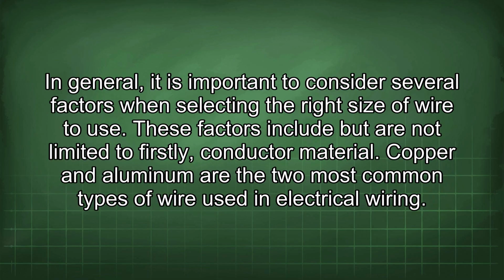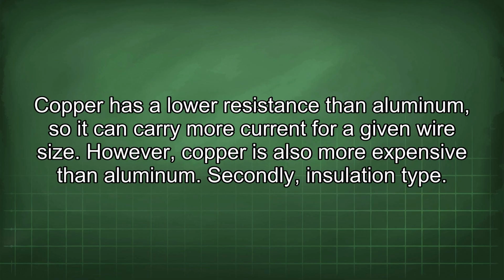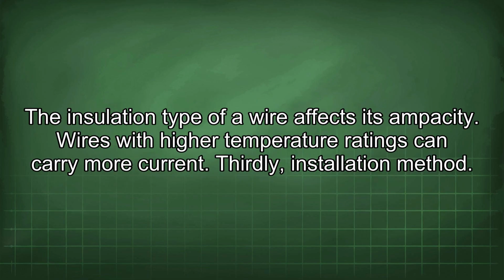In general, it is important to consider several factors when selecting the right size of wire to use. These factors include, but are not limited to, firstly, conductor material. Copper and aluminum are the two most common types of wire used in electrical wiring. Copper has a lower resistance than aluminum, so it can carry more current for a given wire size. However, copper is also more expensive than aluminum. Secondly, insulation type. The insulation type of a wire affects its ampacity. Wires with higher temperature ratings can carry more current.